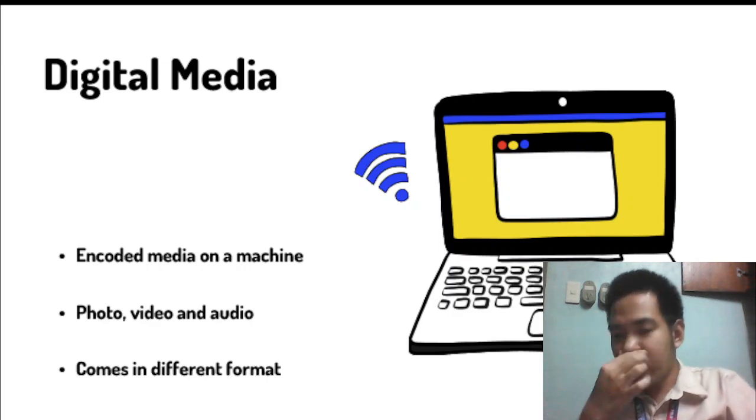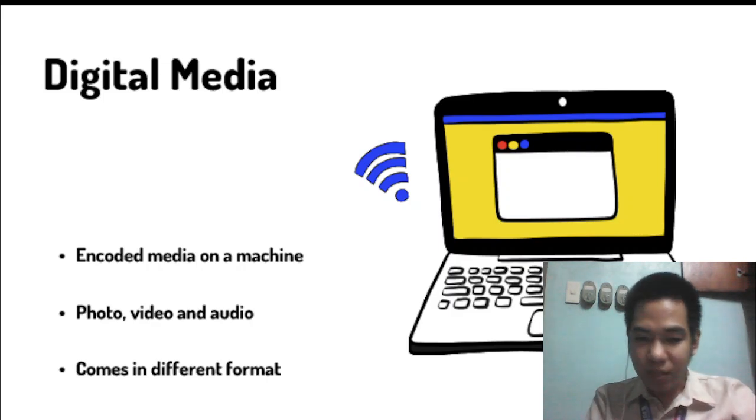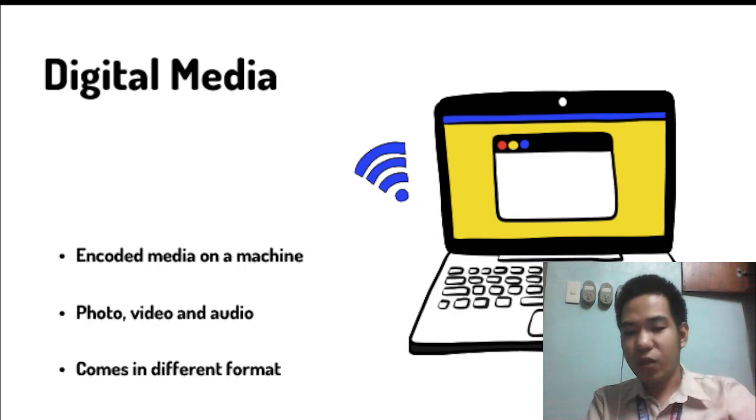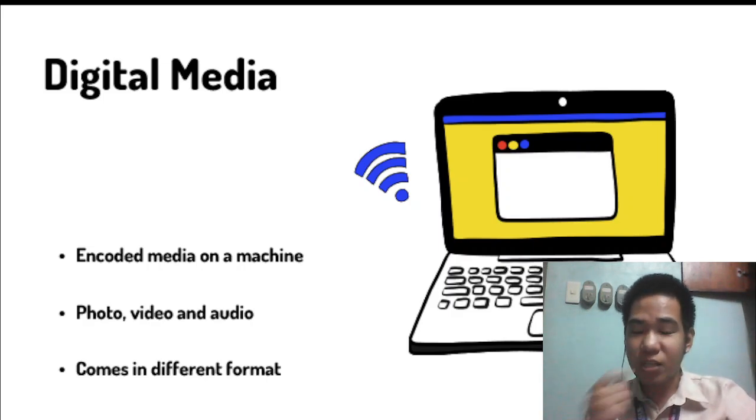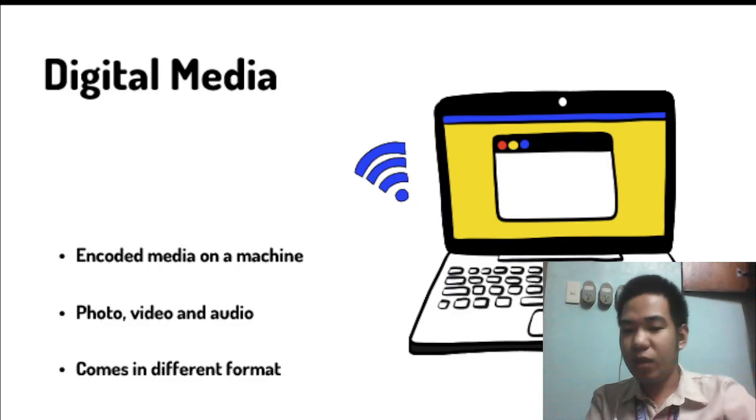Okay. So before we go there, let's first discuss what digital media is. Digital media is anything that is encoded on a media or encoded media on a machine. Examples are your photos, videos, and audios. And these come in many different formats as well. In photos, there are JPEG, PNG, and GIF. In videos, there are MP4, VLC, and 3GP, and in audio, we have your MP3. So there are many different formats that you can use to encode media on a machine, whether that is a photo, a video, or an audio.